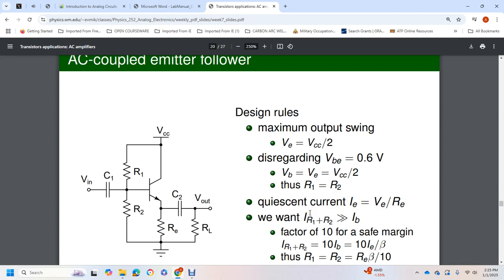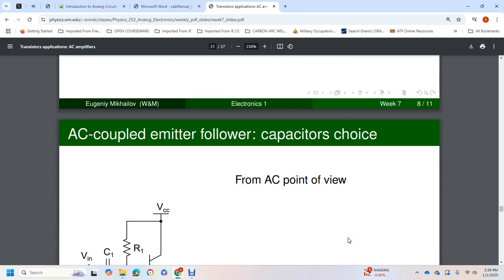We want the current through resistor 1 plus resistor 2 to be greater than the base current. With a factor of 10 as a safe margin, the current through resistor 1 plus resistor 2 equals 10 times the base current, which is 10 times the emitter current over beta. Thus resistor 1 equals resistor 2 equals beta times the emitter resistor over 10.